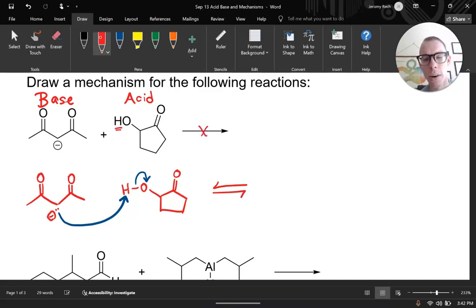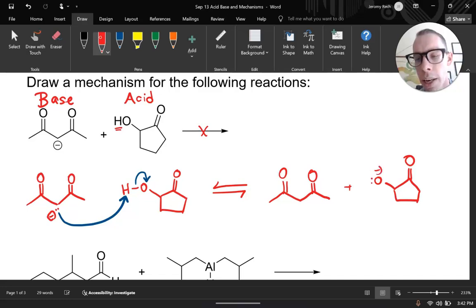Realistically, I shouldn't use that forward arrow. I should use equilibrium arrows. And then my product here would be just the protonated version of my starting material, which is actually going to look exactly the same. There's now two hydrogens. There was one originally and now a second one. But I'm not going to show them physically, because we don't show hydrogens connected to carbons in our skeletal structures.